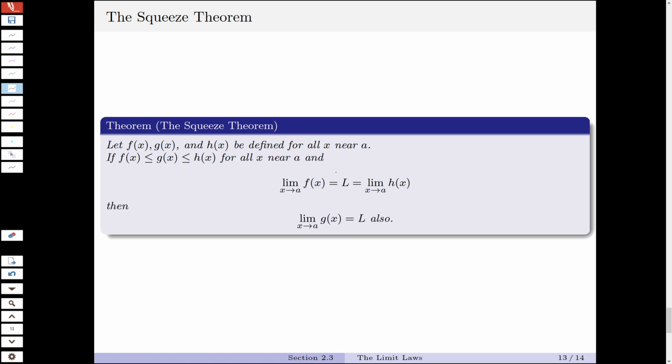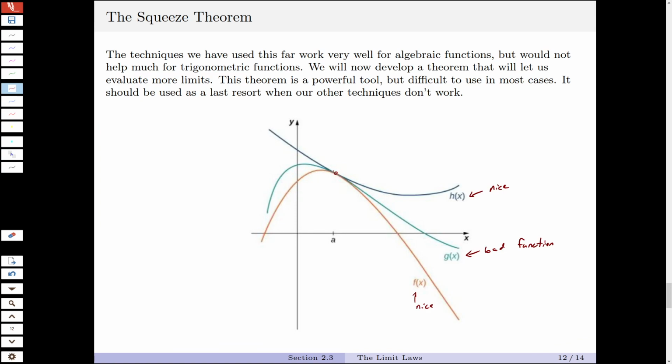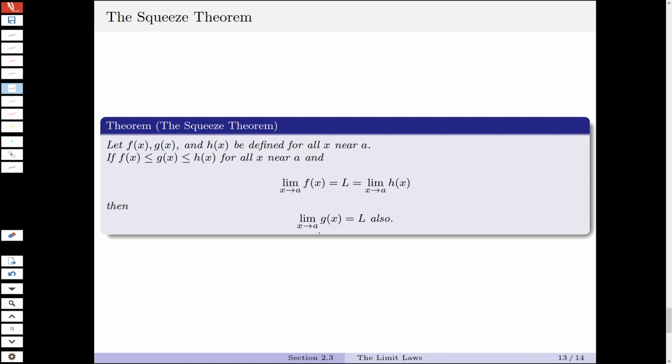So this is what the squeeze theorem looks like written out. Suppose I have these three functions, f, g, and h. They're all defined for x's near a, where my g function is squeezed in between the f and the h function. If the limit as x approaches a of f and the limit as x approaches a of h are equal to each other, which is the situation we were talking about, at this point a the limits meet, then that's the limit of the g function also. That's what the squeeze theorem says.